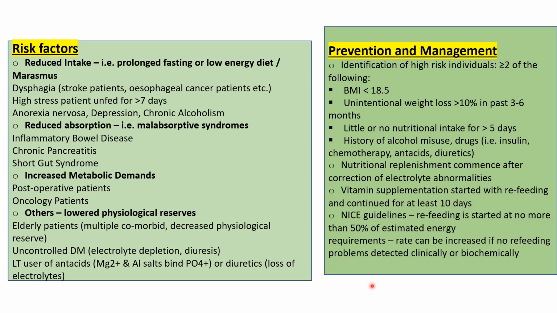Nutritional replacement commencement after correction of electrolyte abnormalities, vitamin supplementation. So this is how you treat, so you treat by replenishing nutrition with commencement after. So you don't give the nutritional replacement before you give electrolyte correction. So you first correct the electrolyte and then later give the nutritional supplements. Then you also give vitamin supplementation started with refeeding and continued for at least 10 days.